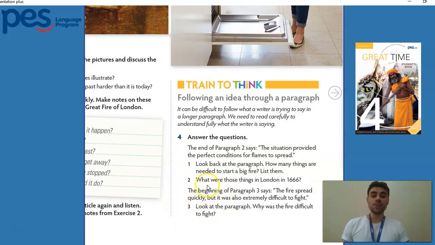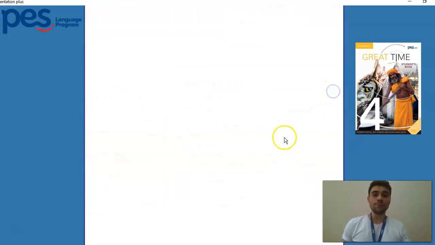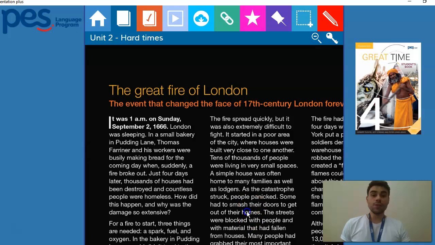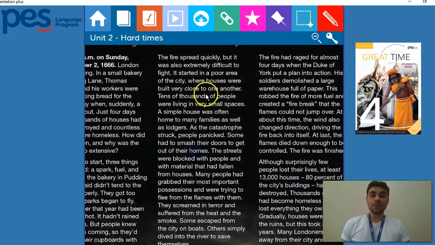Now let's take a look at 3. The beginning of paragraph 3 says the fire spread quickly, but it was also extremely difficult to fight. So we need to look at the paragraph and say, why was the fire difficult to fight? Let's go there and check. So the paragraph says, the fire spread quickly, but it was also extremely difficult to fight.